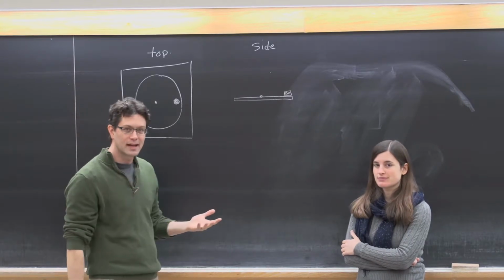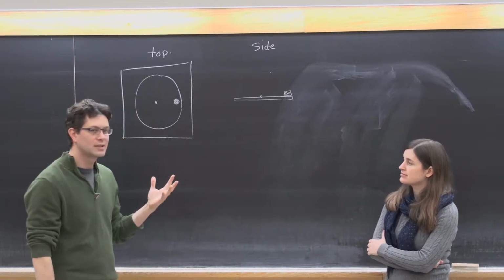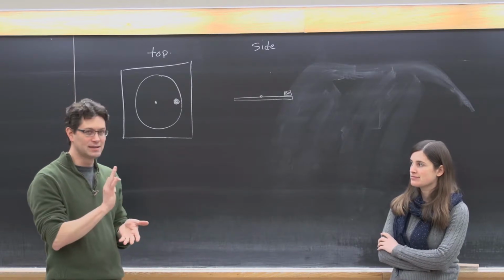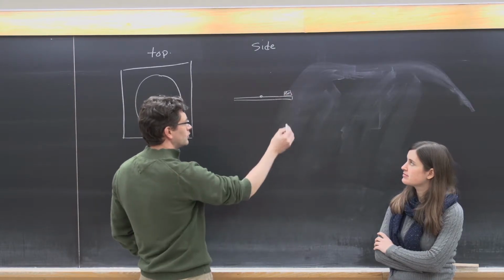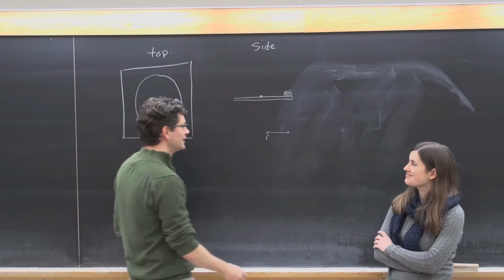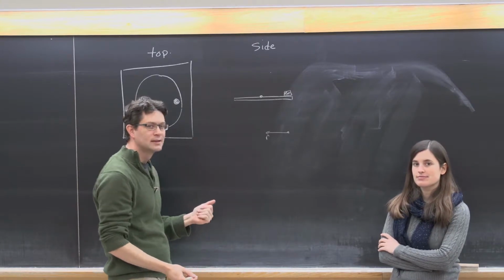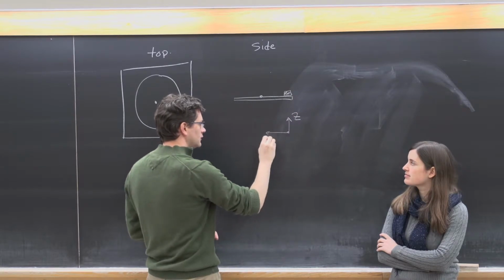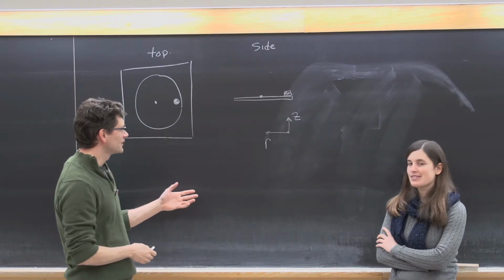Okay, let's draw a free body diagram. So first, we should define the coordinate system. In circular motion, the best system to use is a radial direction, tangential direction, and z direction. So if I take the side view here, the radial direction will be this way, towards the center. And the tangential will be in and out of the board. We don't really need it, so I'm not going to write it. And then we have the perpendicular direction, z. All right, so this is my coordinate system.